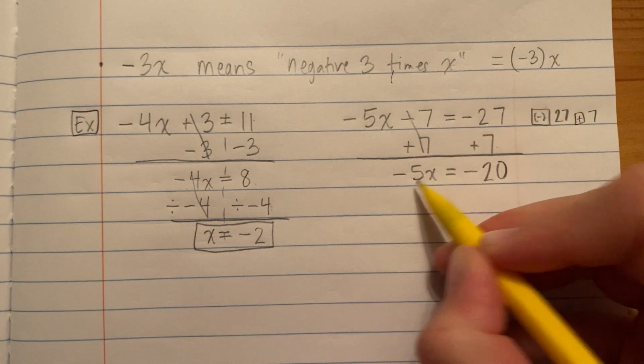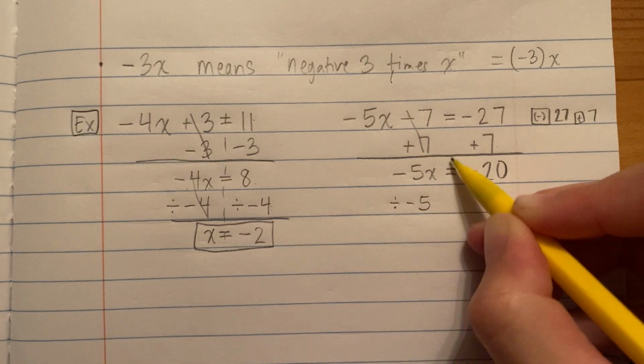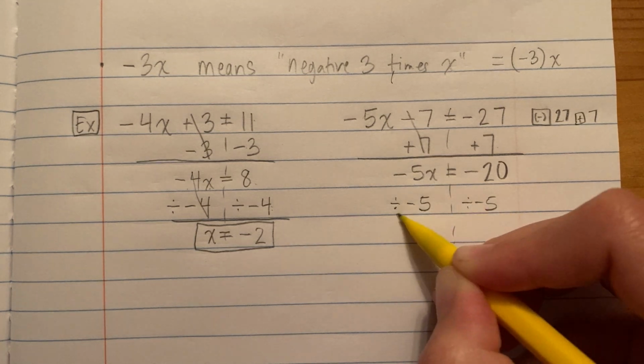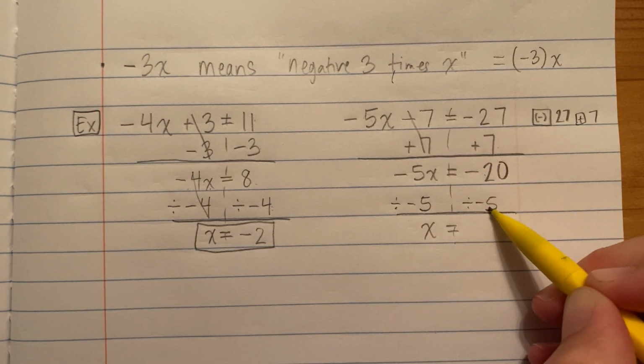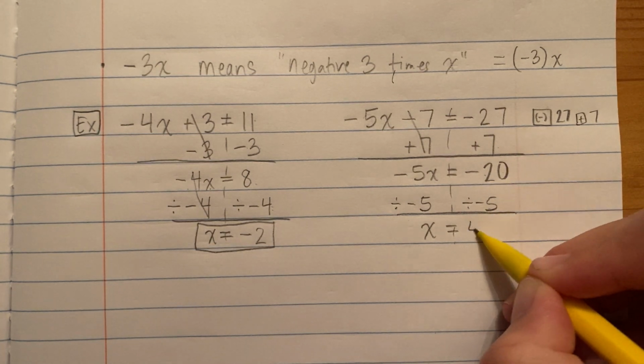Now this x is being multiplied by -5, so I'm going to divide by -5. Again, I'm always doing things on both sides. Here, negative divided by negative is positive, and 20 divided by 5 is 4.